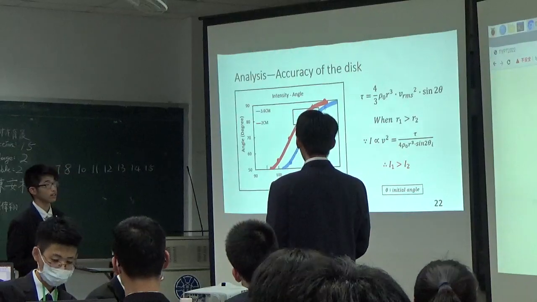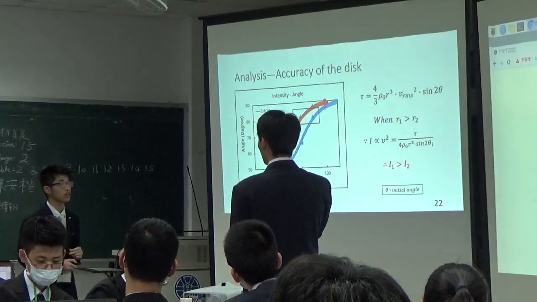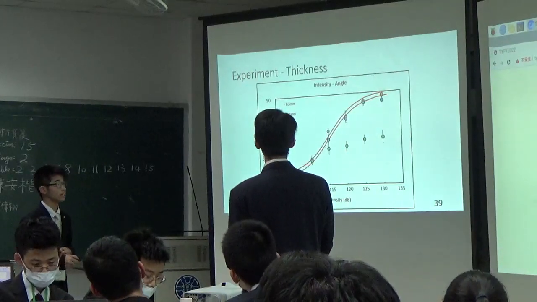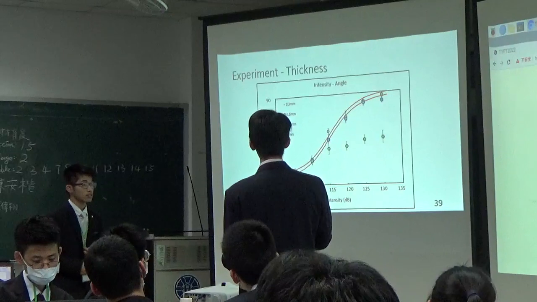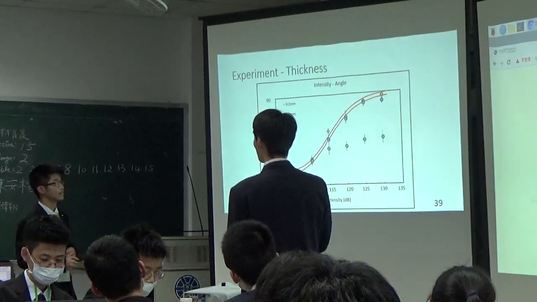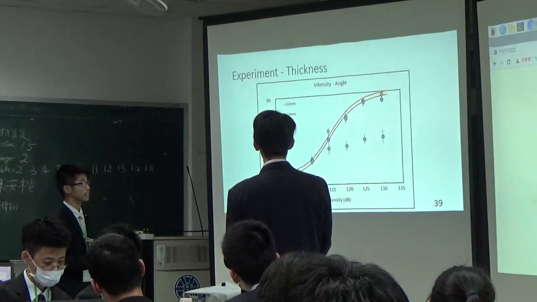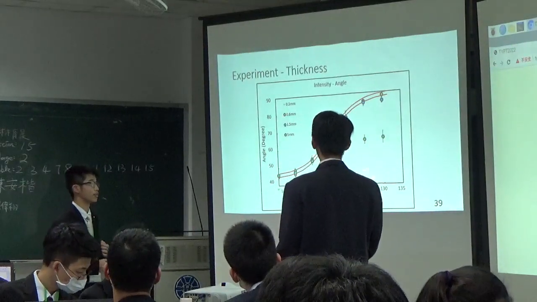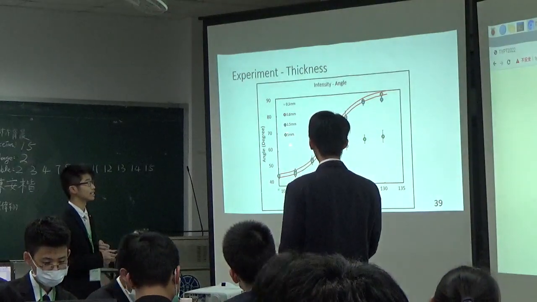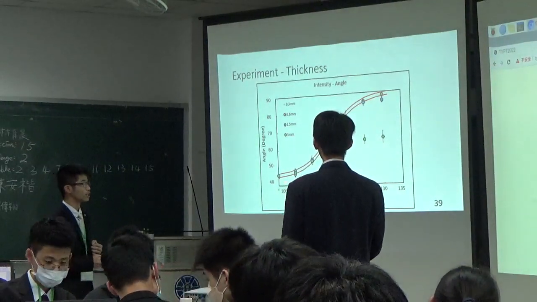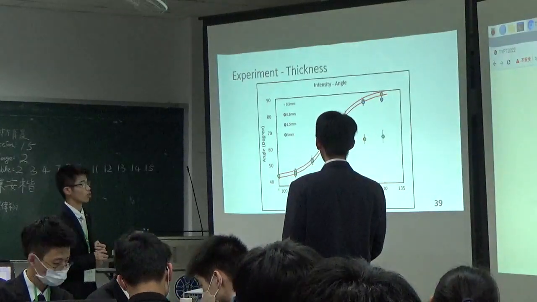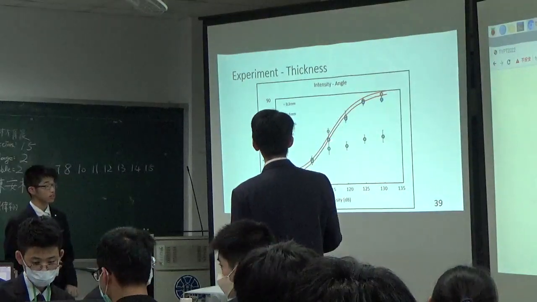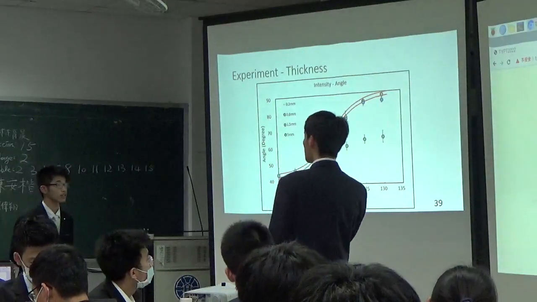Okay, so what about if I change the thickness of the disk? It was shown in this graph. Okay, so the thickness will also be a parameter that will affect the accuracy of the device. Yes, it will affect this deviation between the theoretical value and experiment data. And so when the thickness is big, this device will be inaccurate. Oh, okay.